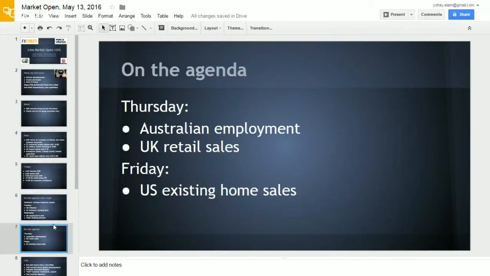On Thursday, we have the Australian employment data. Employment has been relatively positive in Australia, but the RBA is keen to cut. Let's see what's going on there. It'll be another big test for the Aussie. And a third consecutive day of key UK figures with retail sales on Thursday. And on Friday, we have US existing home sales and also a few Canadian figures that I didn't mention here on the slides.